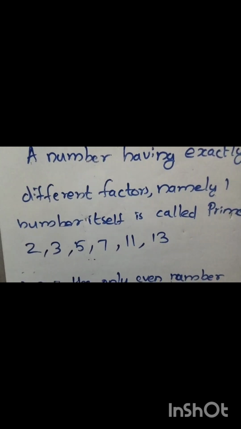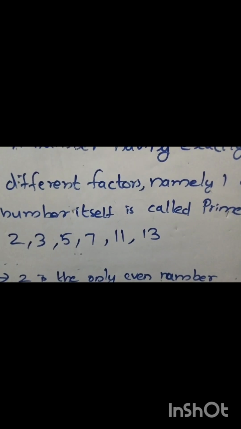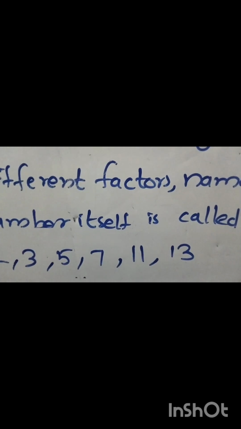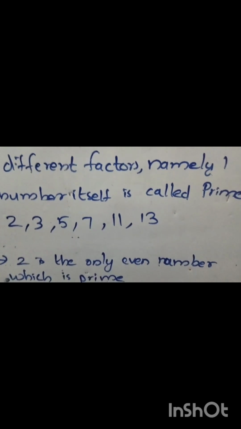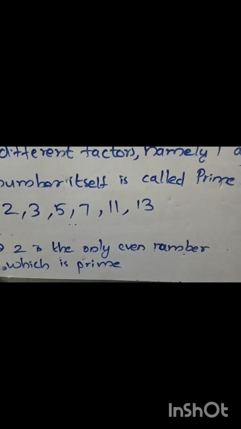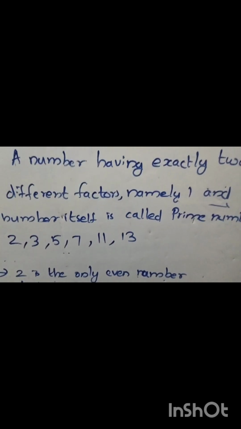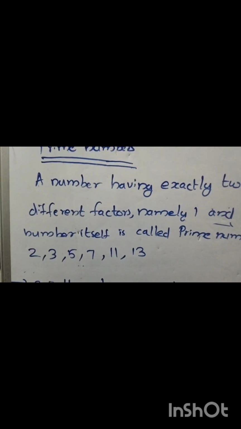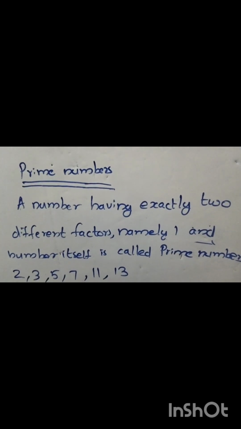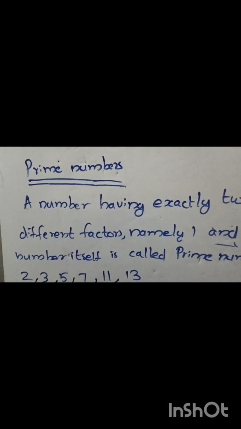But when we consider 2, which is an even number, the factors are only 1 and 2. So 2 is the exceptional case among even numbers. 2 is the only even number which is prime. Now we have studied prime numbers and what factors are. Then we can move on to the prime factorization method.